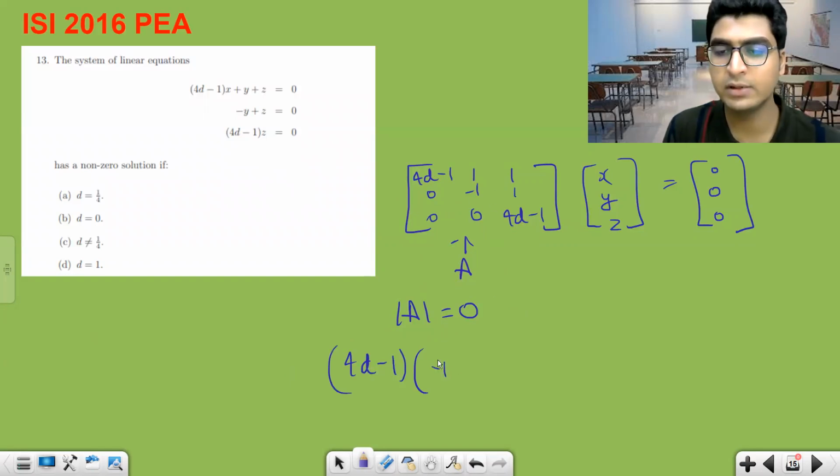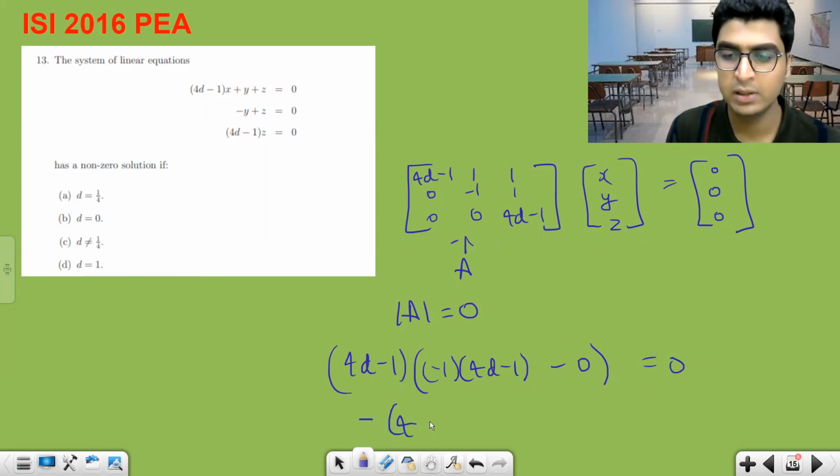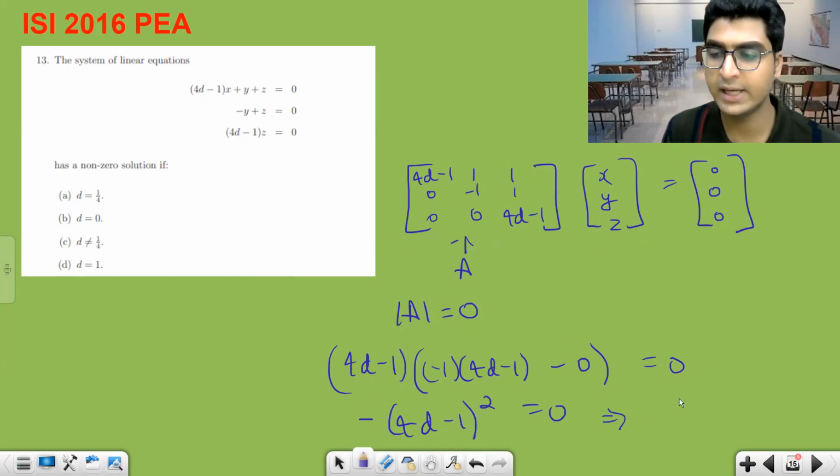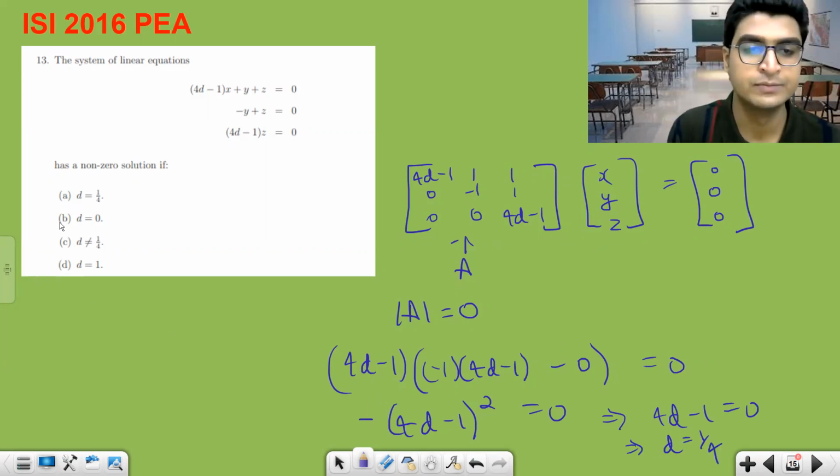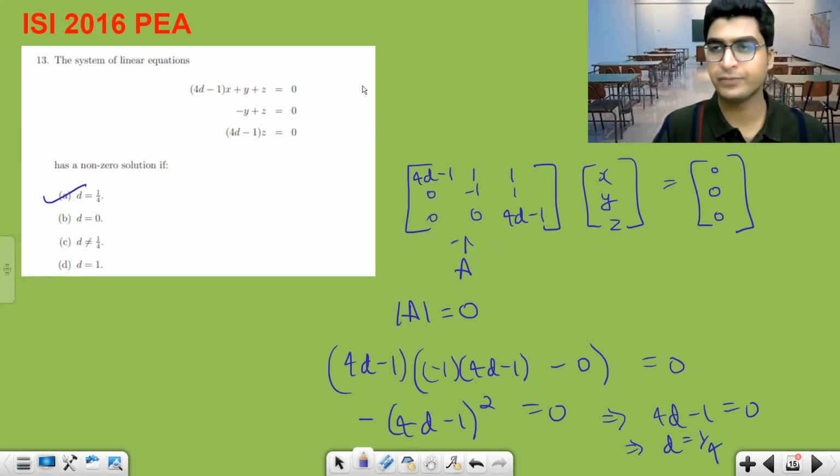minus 1 times (4d minus 1) minus 0. Okay, when will this be 0? So minus (4d minus 1) whole square equal to 0. So this implies that 4d minus 1 is equal to 0. This implies that d should be equal to 1 by 4. We are done. Answer is A. Okay.